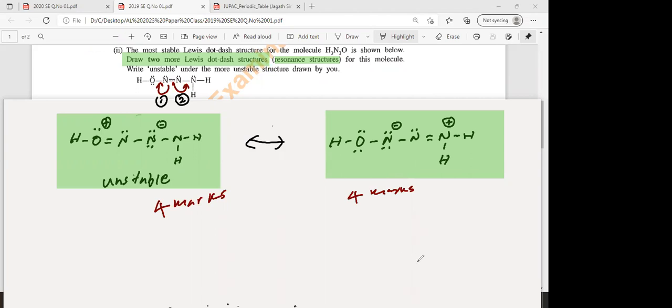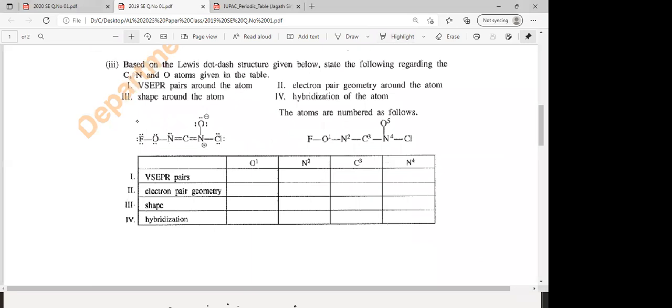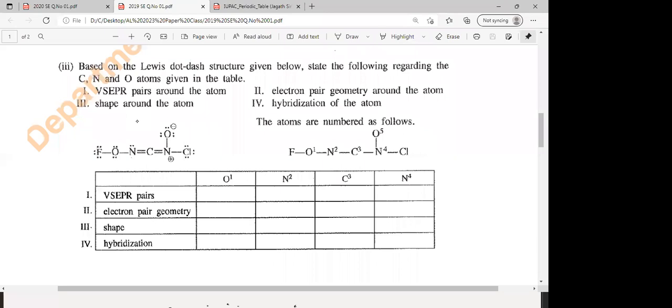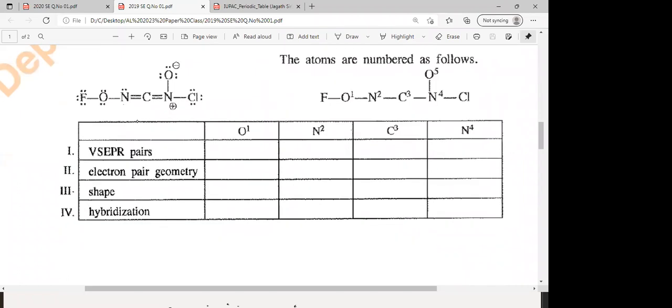Okay, I'll erase the screen. Part 3. The questions are based on the Lewis structure that I gave below. Okay, very easy. I'll increase the size so you can see it clearly. In the left side one also, I'll number the atoms, then it's easy to predict the answer. 1, this is 2, this is 3, this is 4, and this is 5.